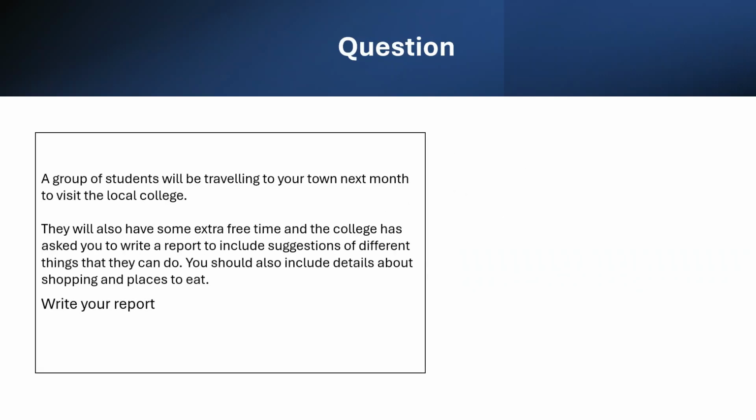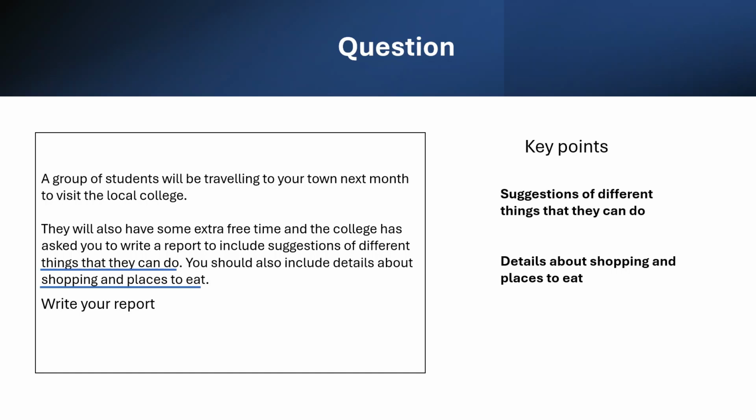So let's take a look at our question, and we can see here the report is about a group of students who will be visiting next month. So let's just take a look at the key points here. The college has asked you, or a person, to suggest different things that they can do. You also need to include information about shopping and places to eat.